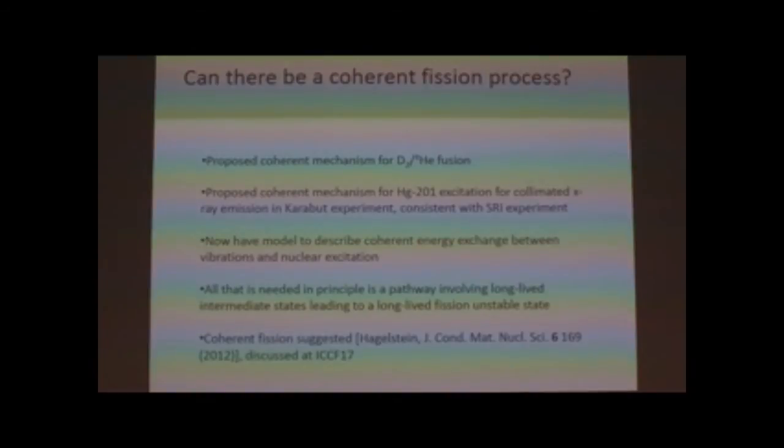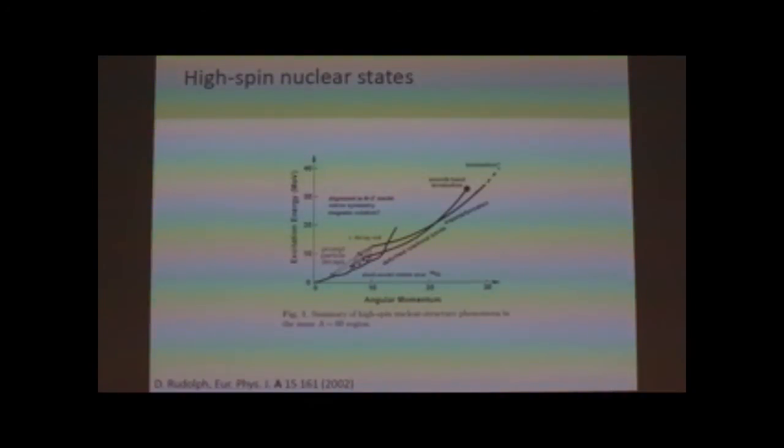In order to have a coherent fission event, basically all we need is pathways involving long-lived states that get to final states that are long-lived with fission decay pathways. Now, the conjecture has been made and published, and discussed briefly at ICCF 17. So the question is how might it happen? Instead of conjecturing that this might happen or that might happen, let's go to studies that have been done that are relevant.